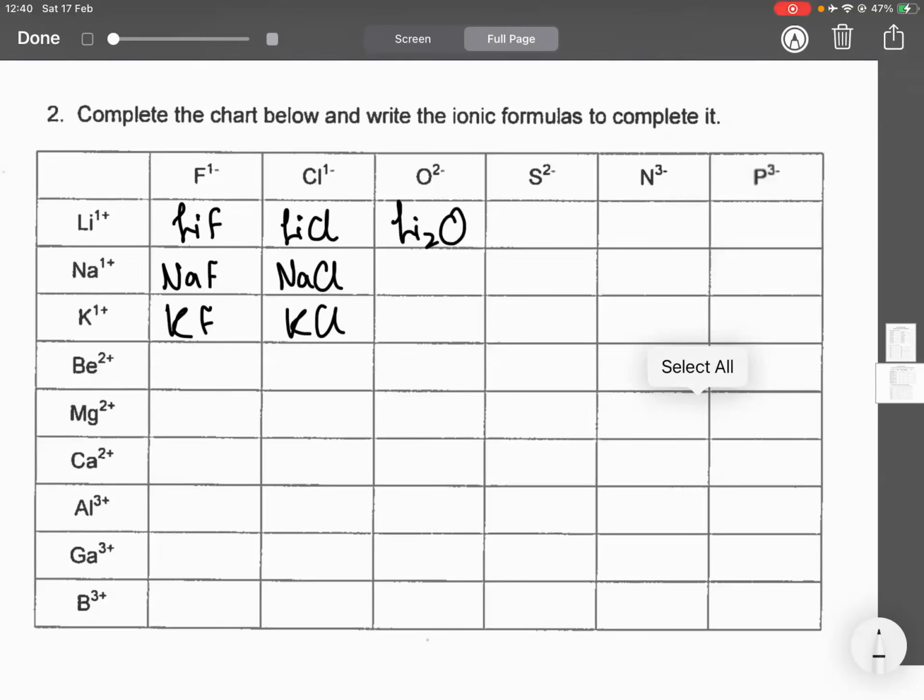What about lithium sulfide? Li2S. Yep. Next one. Li3N. Yep. Lithium phosphide, Li3P. Yeah, maybe I heard it wrong when you said it. Next one. Sodium oxide. Na2O. Yeah, you just cross the numbers, that's literally it.